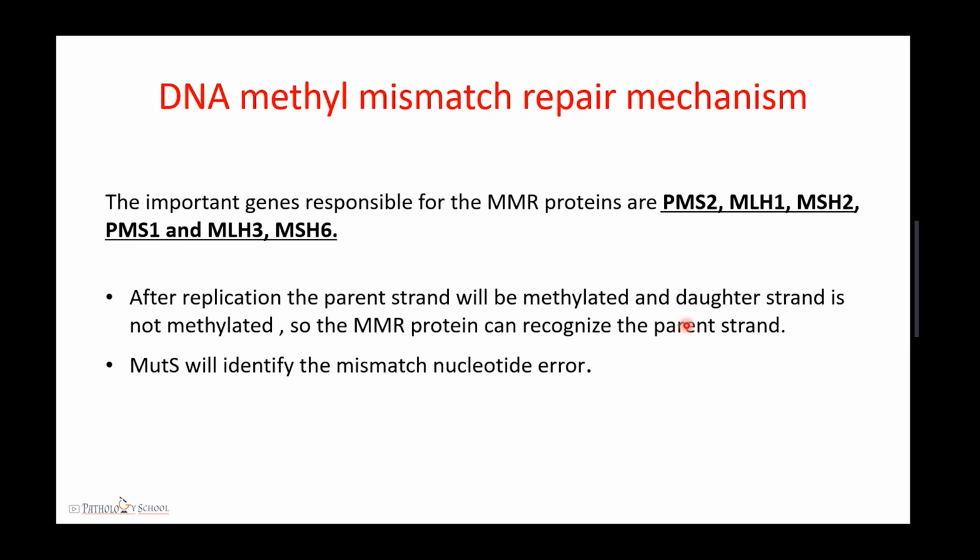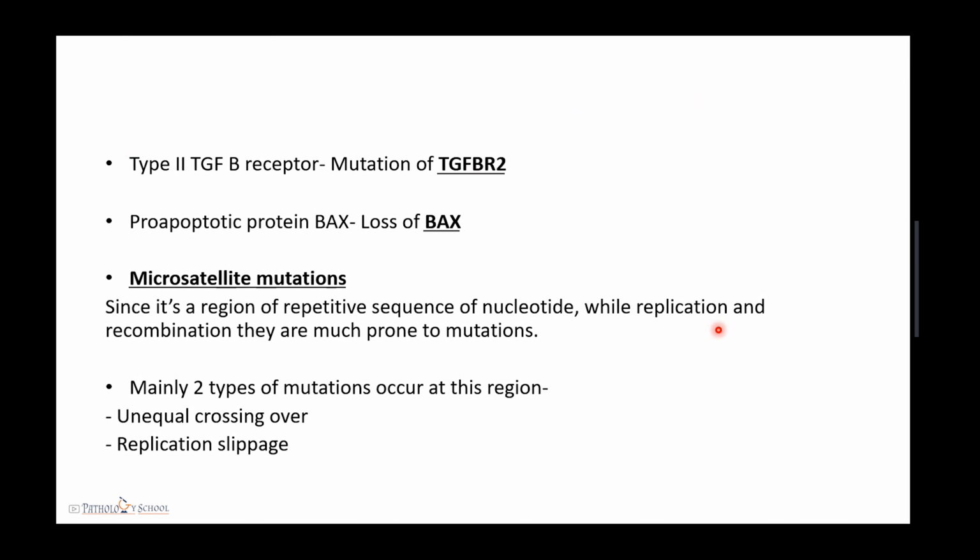Now after replication, see the parent strand is going to be methylated and the daughter strand is not methylated. So MMR proteins can actually recognize the parent strand like that. MutS will identify the mismatch nucleotide error.